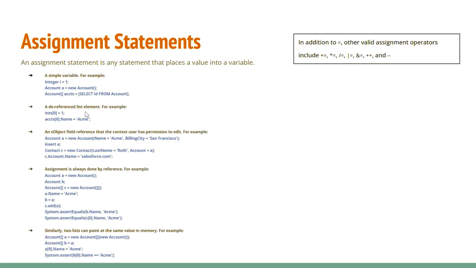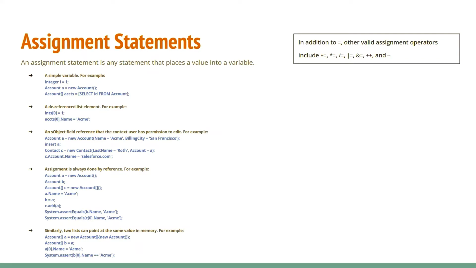Then in accounts, I want to set the name of the account which is in the 0th location to Acme. Then we can write in this manner. So it is like we are dereferencing it, or we are using dereference list elements. And a subject field reference that the context user has permission to edit.